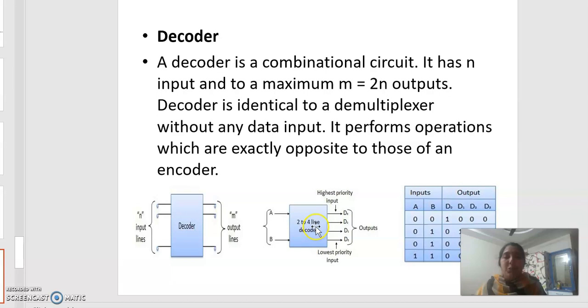Suppose you have a 2 by 4 decoder, it contains 2 input lines and 4 output lines. And this is the truth table of this decoder. In the decoder, at any time only one output value equals 1. If the input combination is 0 0, the D0 value equals 1 and all the remaining outputs equal 0. If it is the combination 0 1, only D1 equals 1 and the remaining output values are zeros. Similarly for 1 0, only the D2 value equals 1, and for 1 1, D3 value equals 1.